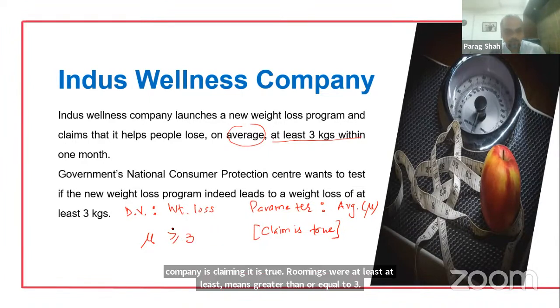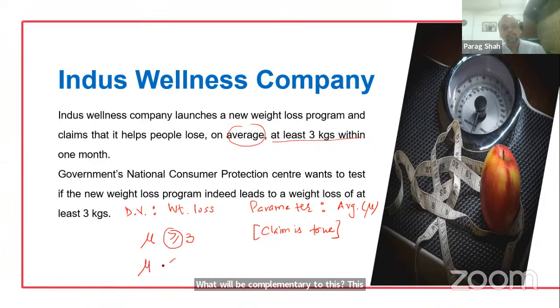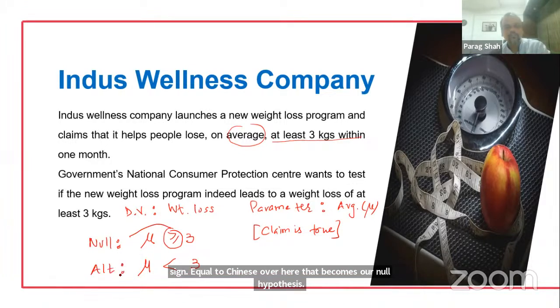What will be complementary to this? This is greater than or equal to. What is complementary? Less than 3. Out of these two, where we have an equal to sign is over here. That becomes our null hypothesis. This becomes our alternative hypothesis.